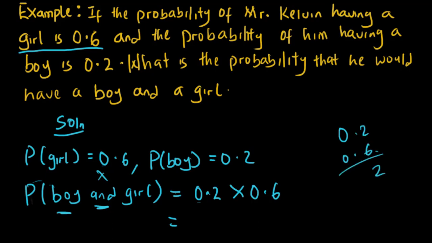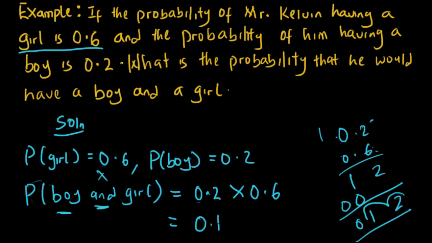6 times 2 is 12, 2 carry 1. 6 times 0 is 0 plus 1 is 1. 0 times 2 is 0, 0 times 0 is 0. So we have 2, 1, 0. Now we have 2 digits after the decimal point, so we move 2 times. Can you see? So our answer is 0.12. Does that make sense? So the probability that it would have a boy and a girl is 0.12. Do you understand? Can we take one more example?